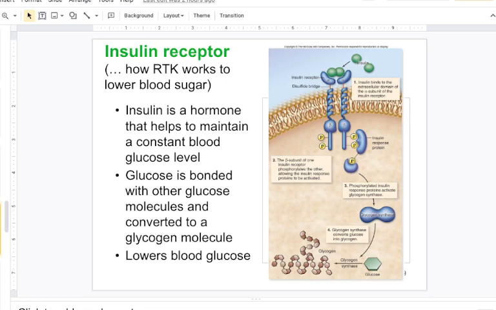Phosphorylation of insulin response proteins activates glycogen synthesis. So because of this receptor ligand protein complex, we are able now to take the excessive glucose that is within the blood and convert it into glycogen so we can store it within the cells. Because glucose alone cannot be stored in the cells, we have to convert it into glycogen.